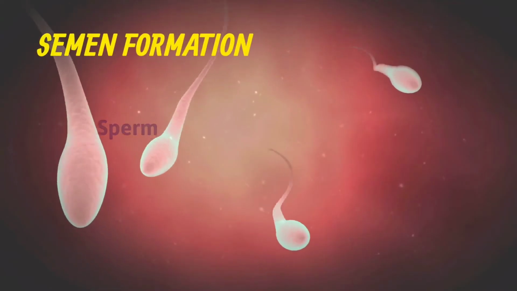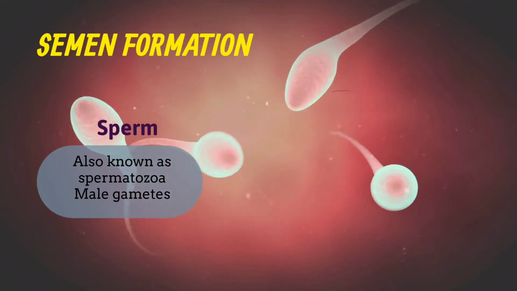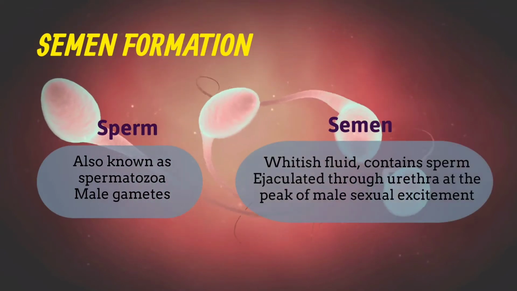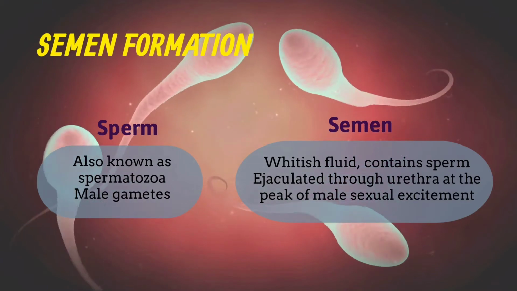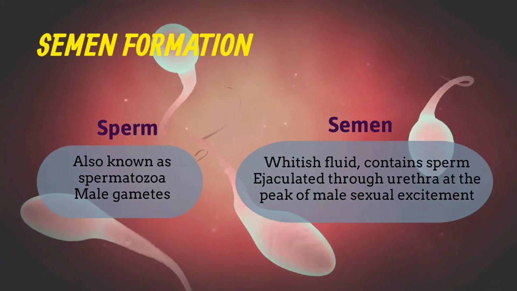The sperm, also known as spermatozoa, are the male gametes or the reproductive cells. The semen is whitish fluid containing sperm that is ejaculated through the urethra at the peak of male sexual excitement.